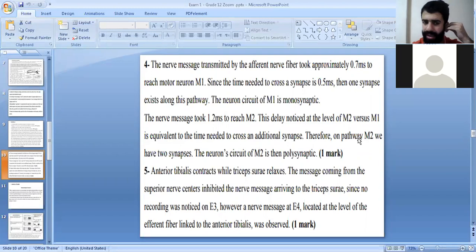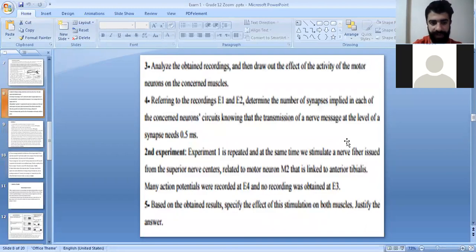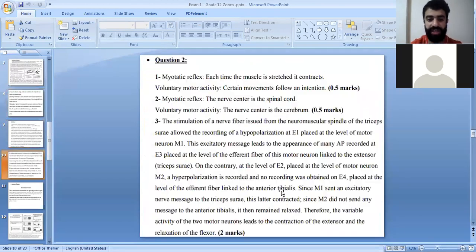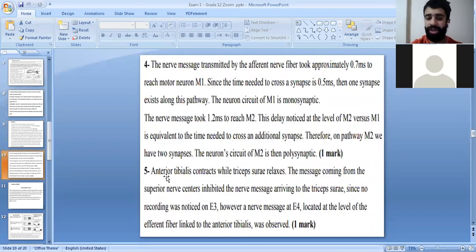Let's move to number 5. Second experiment. Experiment 1 is replaced, and at the same time we stimulate a nerve fiber issued from the superior nerve center related to the motor neuron M1 that's linked to the anterior tibialis. Many action potentials were recorded at E4 and no recording was obtained at E3. How can you specify the effect of these muscles? Justify your answer. So here, the anterior tibialis contracts and the other relaxes.